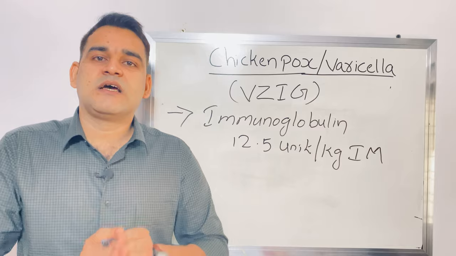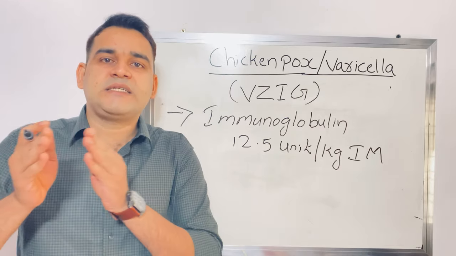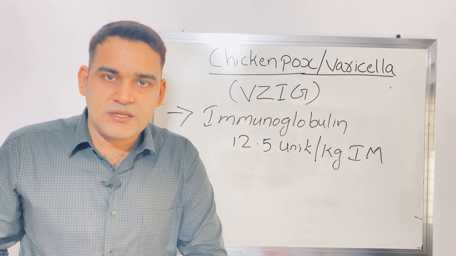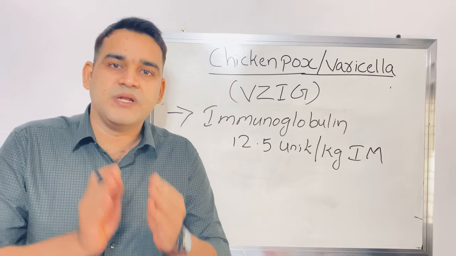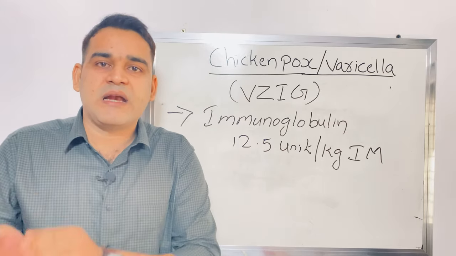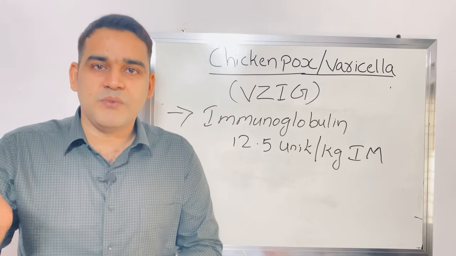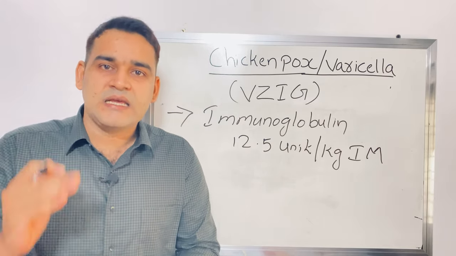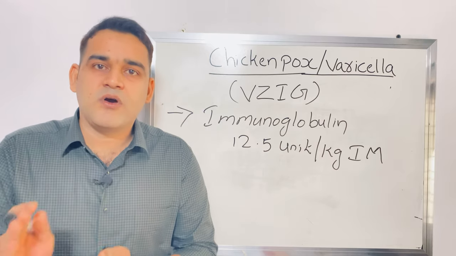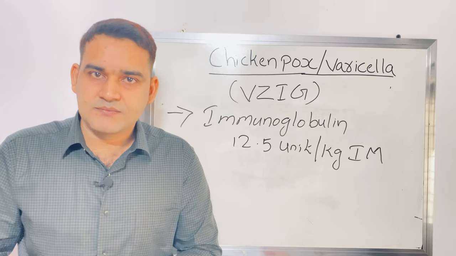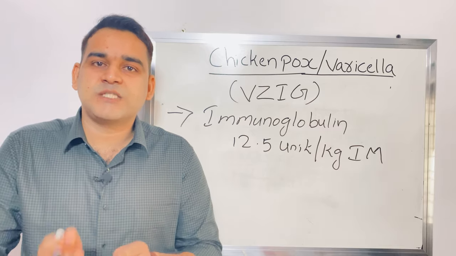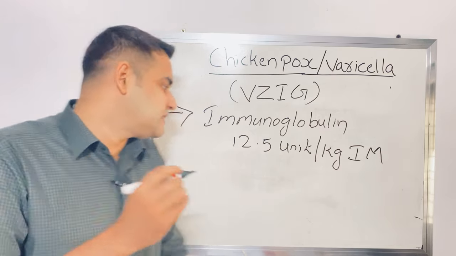Okay, and regarding the attack, if one time attack has occurred, the person will get lifelong immunity. Rarely only a second time attack will occur. If one time it is infected, lifelong he will get the immunity. Very rare cases only, second cases are reported. Okay, next we can see the next prevention, that is vaccine.